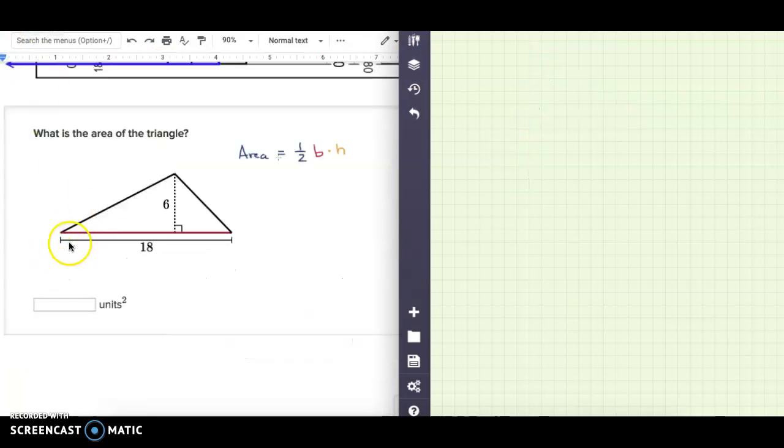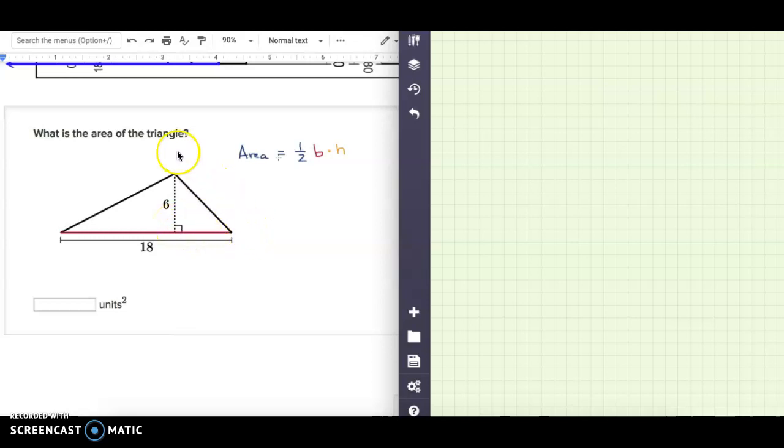The next thing we're going to do is the area of a triangle, and this is the formula for the area of a triangle, so write that in your notes. Area is 1/2 base times height. And any side of the triangle can be the base, but the base and the height must be perpendicular to each other. So they have to have that 90-degree angle that's represented by the box.